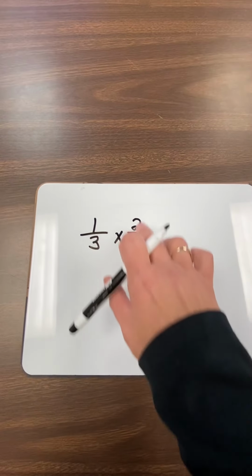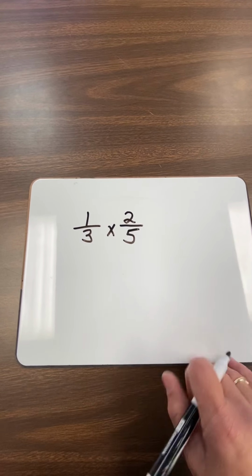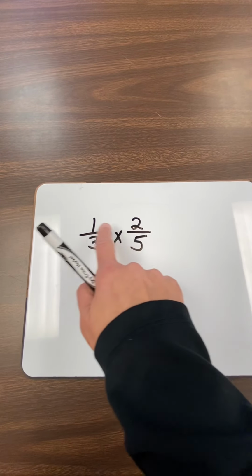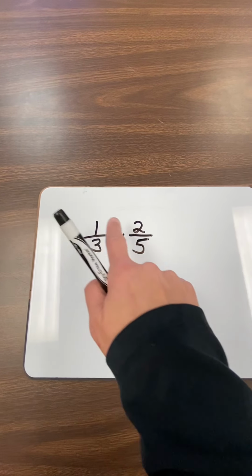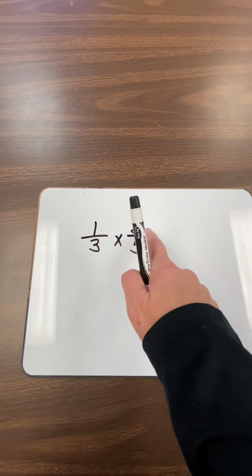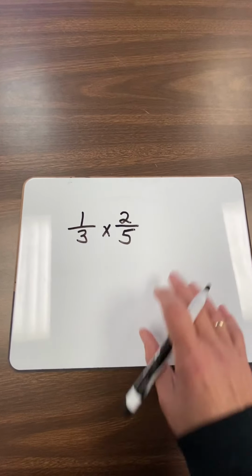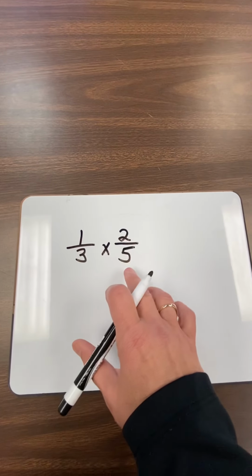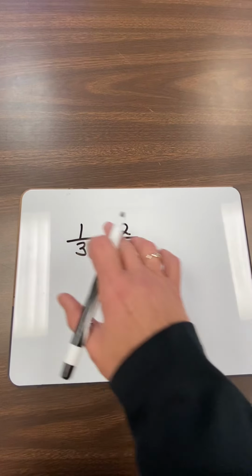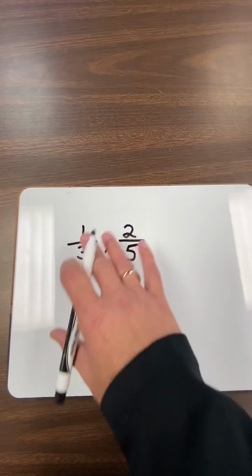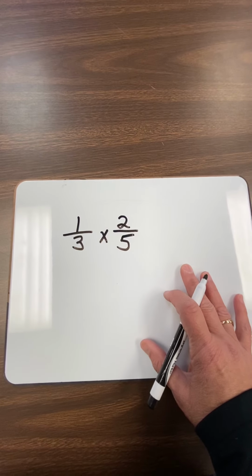1/3 multiplied by 2/5. Okay, if you look at the numerators and the denominators, if there's anything on the top that can go into one on the bottom, then we can cancel out. But in this case, 1 can go into 1 and 1 can go into 5, but it wouldn't make any difference because it's 1. It would still be 1 up here and 5 down here. So there's nothing that we can cancel out in this problem.